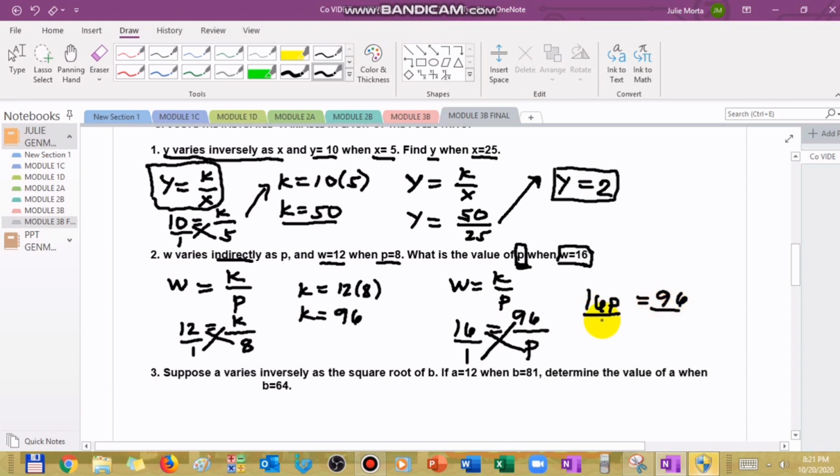Divide both sides by 16. Then 16 divided by 16 is 1, or we simply cancel it. So, p is now equal to 96 divided by 16, which is now equal to 6. And this is now your answer.